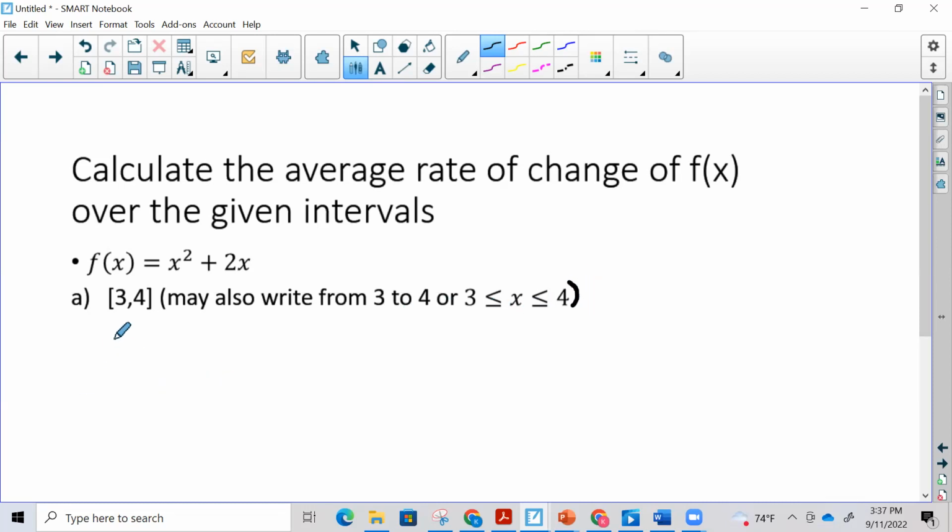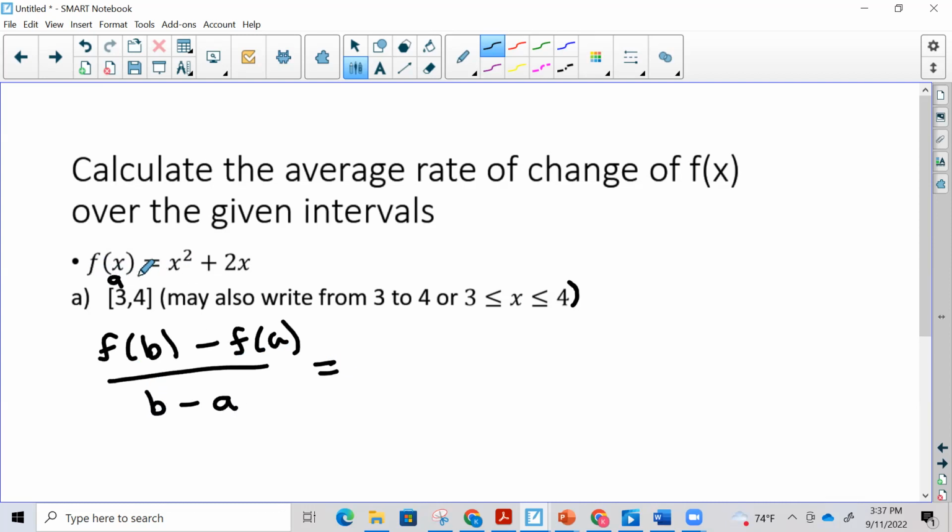But when we're finding the average rate of change, we're always using this slope formula of f of b minus f of a all over b minus a. So in this case, a is 3 and b is 4. So we're finding f of 4 minus f of 3 all over 4 minus 3.